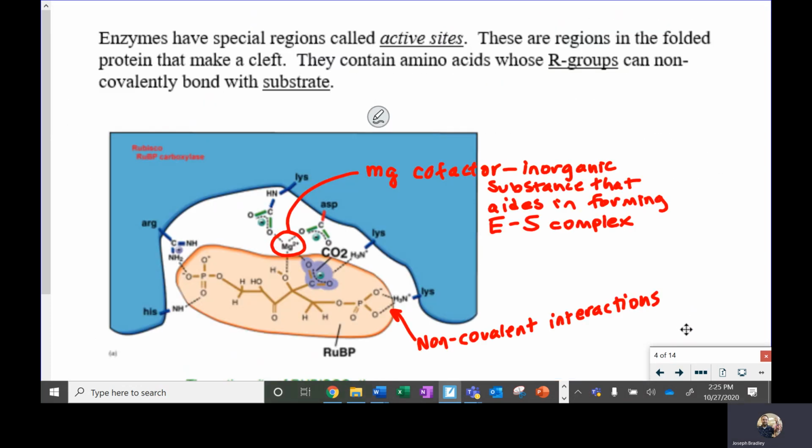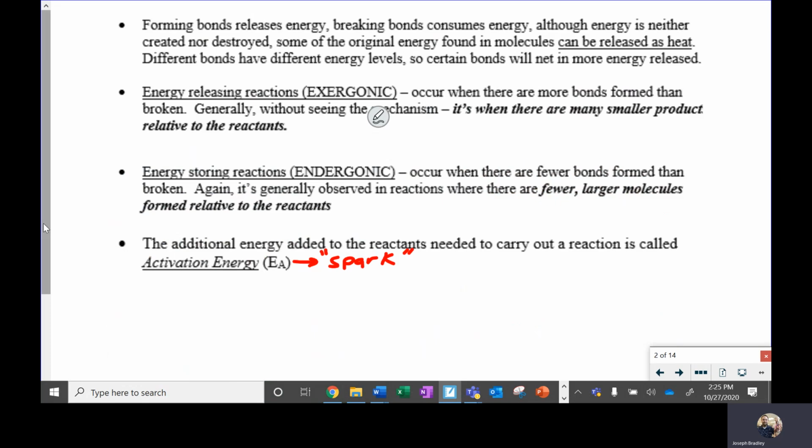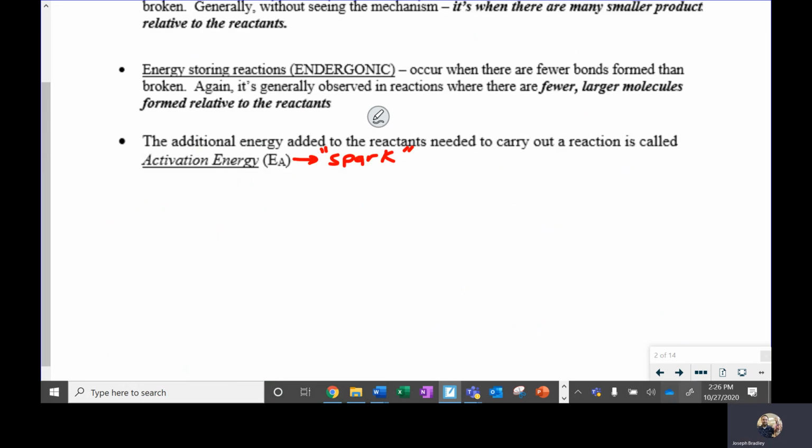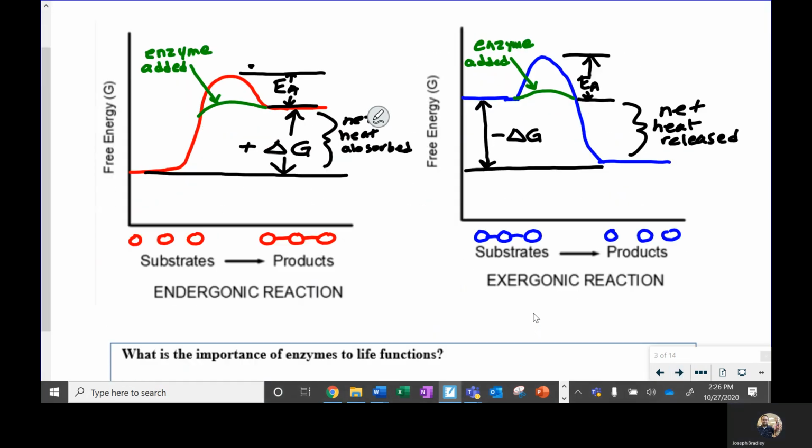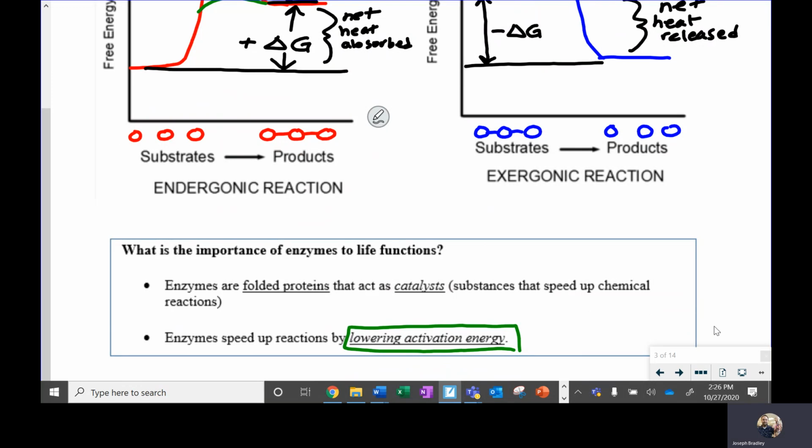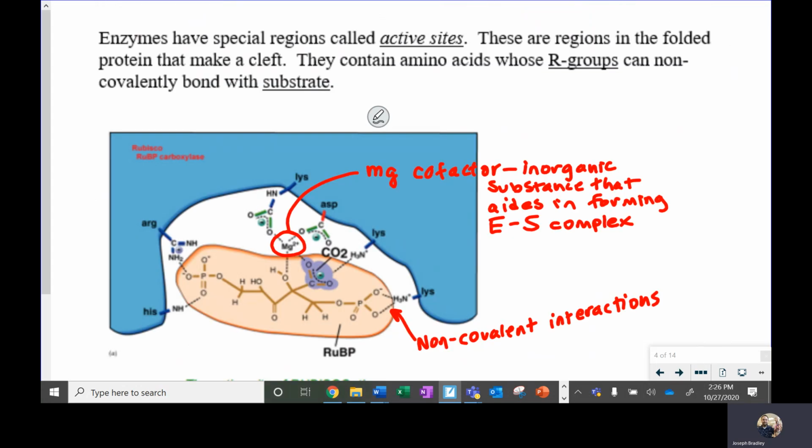And skipping 4. So enzymes work by having specific active sites. Let me actually skip back for a second here. What's important about an enzyme is that enzymes are folded proteins that act as catalysts, and they do that by lowering the activation energy. So how do they do that?